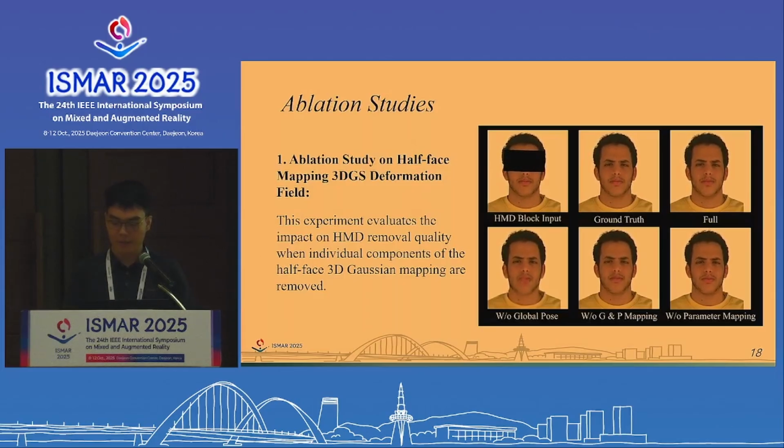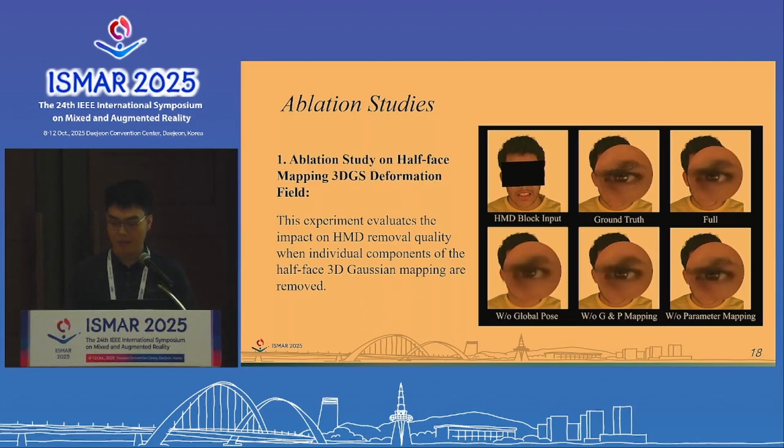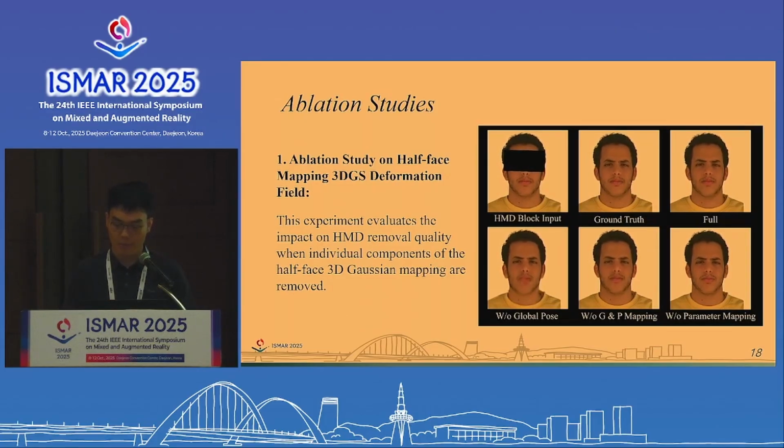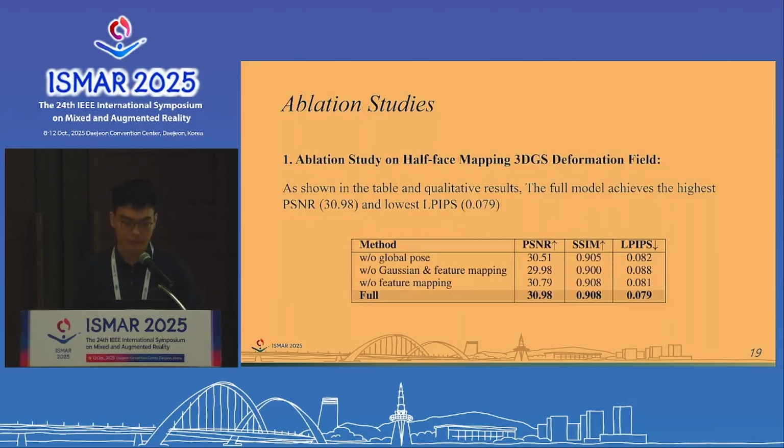The half-face mapping model is the heart of our face animation, so we evaluate the impact on HMD removal quality when individual components of the half-face 3D Gaussian mapping are removed. In the video, our full method shows the highest fidelity, especially in details such as eyebrows and highlights. As shown in the table, our full model achieves the highest PSNR at 30.98 and the lowest LPIPS at 0.0779.